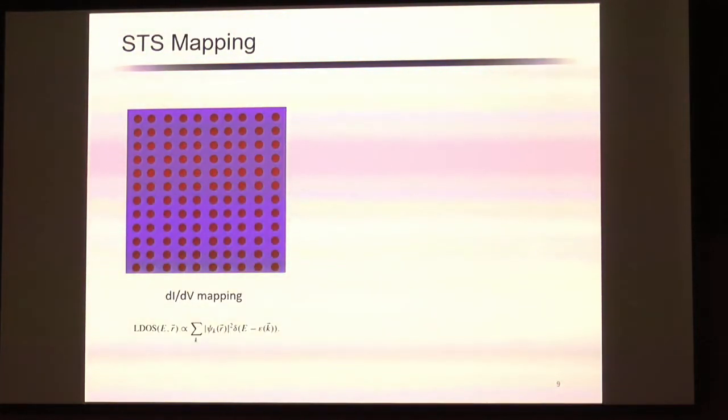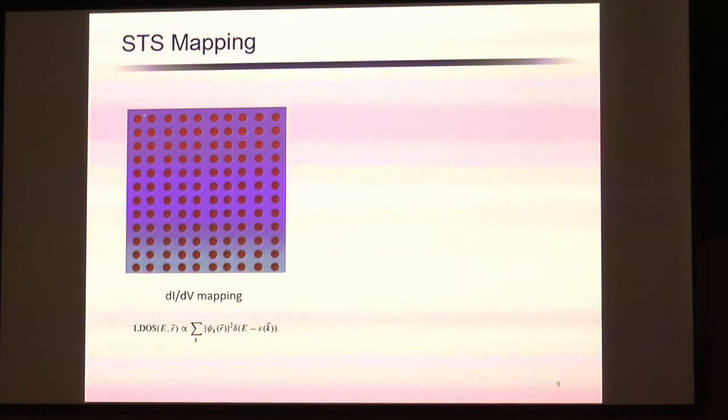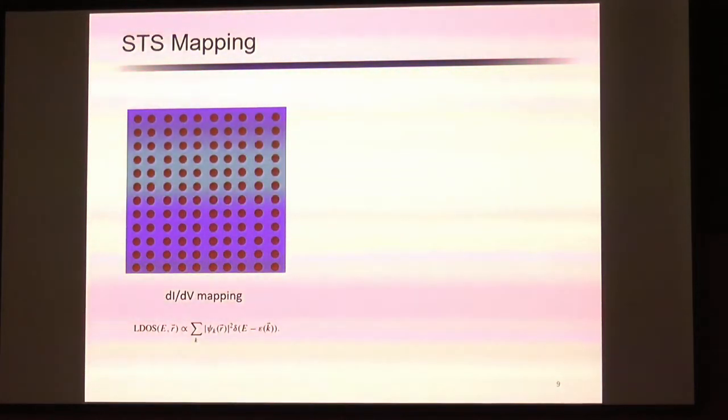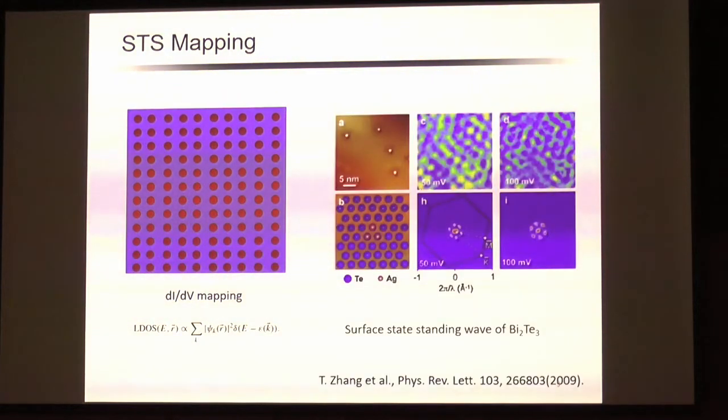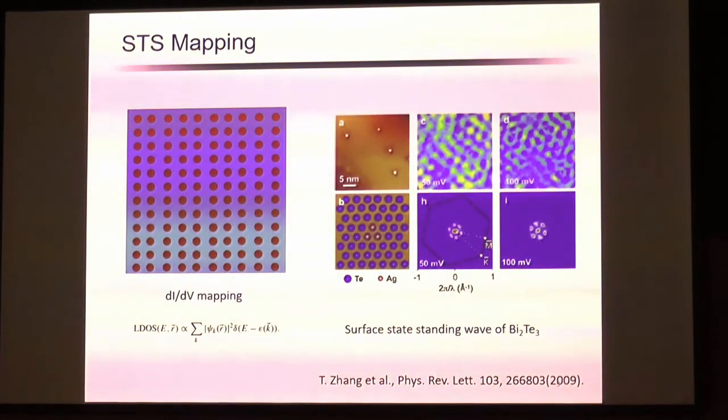Another important feature of STM is that you can scan the surface at the nanometer scale. So you can measure your dI/dV at each point and get a mapping. Here I give an example: on this topological insulator surface, you can do this technique at different energies. You can see the surface density wave has a different wavelength. So this technique is very important to get electronic information.